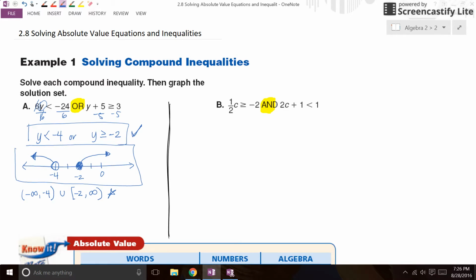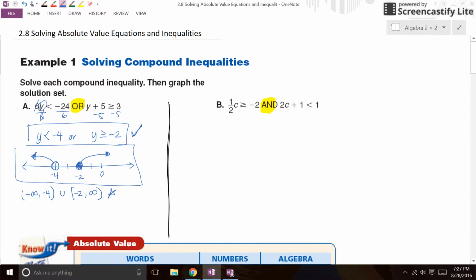All right, what about an and problem? With an and problem, you will notice something interesting about the arrows. On the or problems, they usually point away from each other. Not all the time, but most of the time. And the and problems usually point towards each other because it's that range where they overlap. The answer is where they overlap.